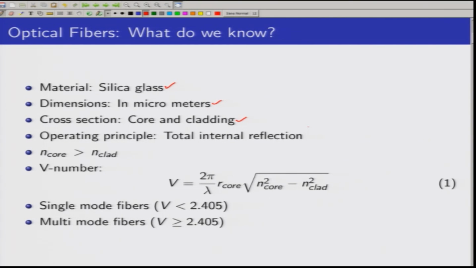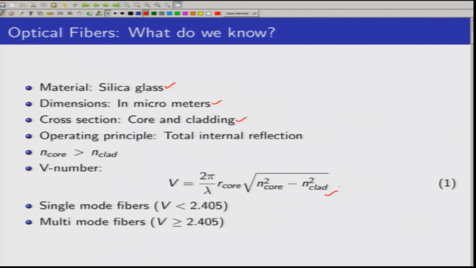There is one more property of the optical fiber which is very important, which is called the V number, given by equation 1 here, which is 2 pi by lambda, r core, into the square root of n core square minus n clad square. Here lambda is the operating wavelength, r core is the radius of the core, and n core and n clad are the refractive indices of core and cladding respectively.